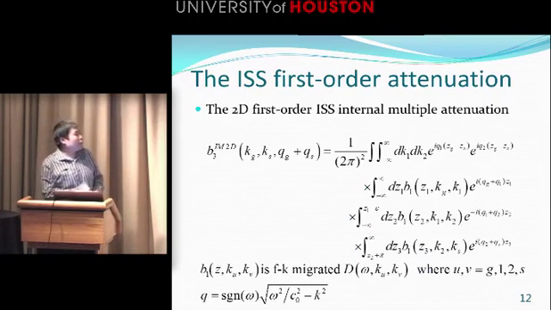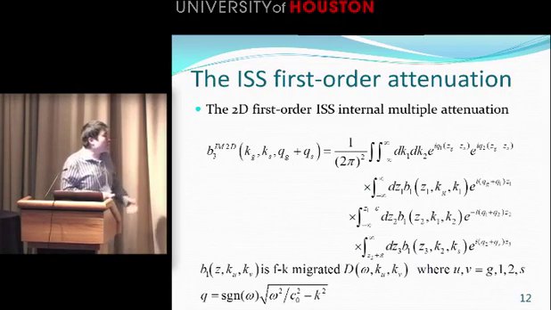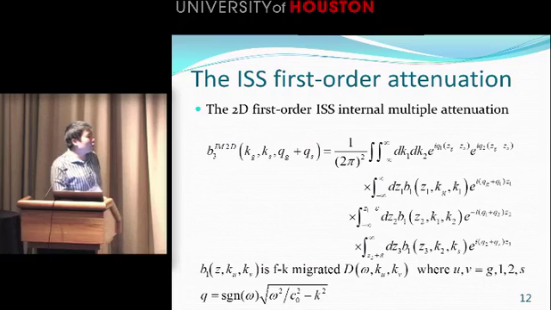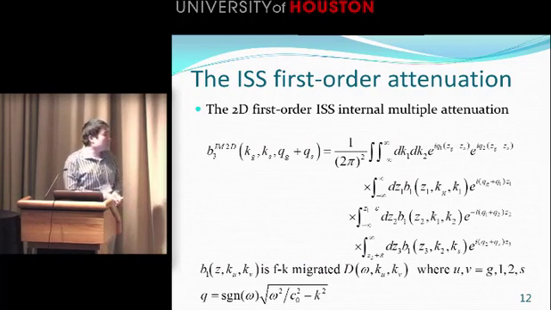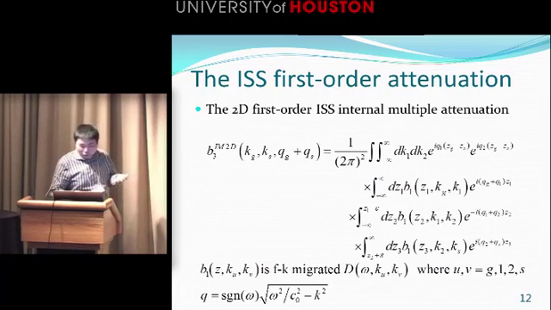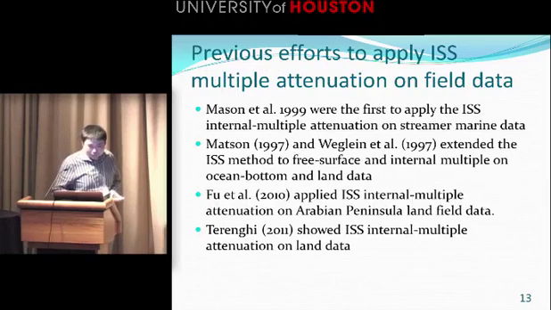You have seen this formula several times today, so I will not go into detail. This formula just tells you how to combine these three B1 terms to get the B3 term, the internal multiple. This formula is for the 2D case. We also have a 3D version of this internal multiple attenuator.